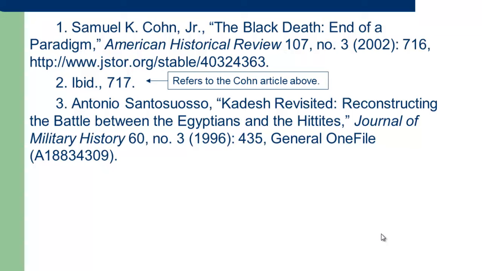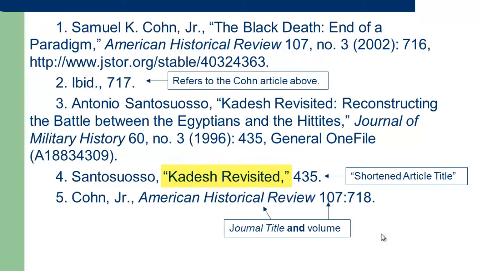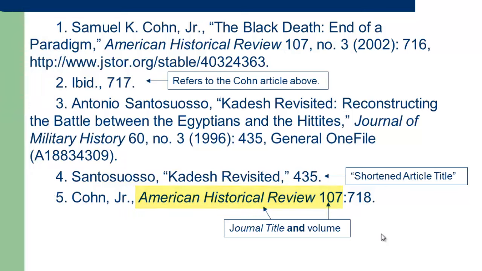So again, I've got to do a full citation or a full note for that article. And it is your choice. Remember, you can choose to use an ibid or you can choose to use a short note. Here is a short note for the third footnote using the shortened article title version. And here is a short note for the first article on my list using the journal title and volume version.